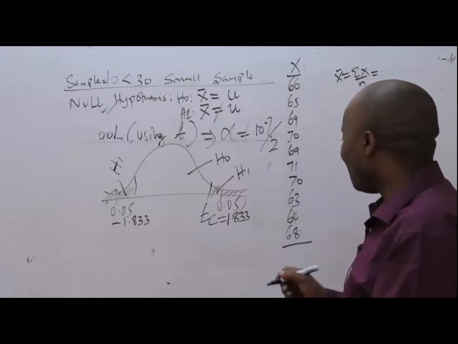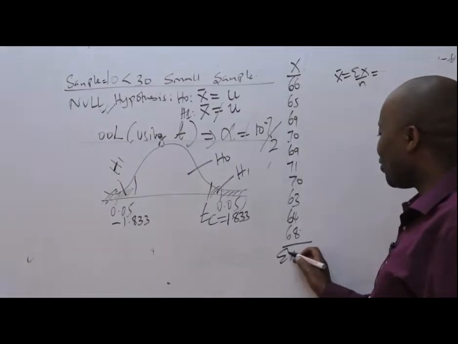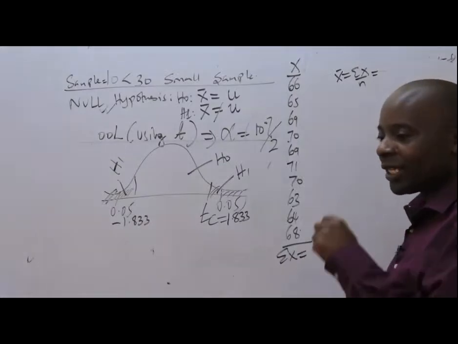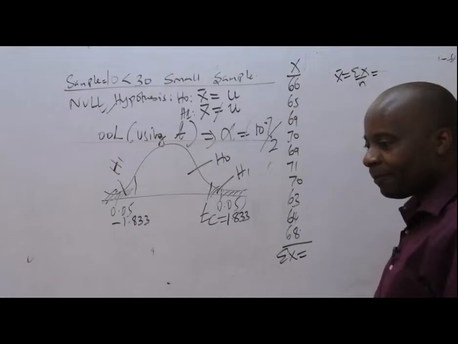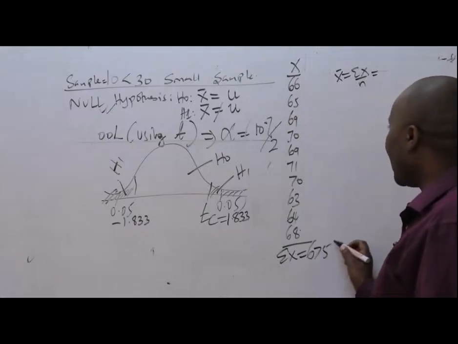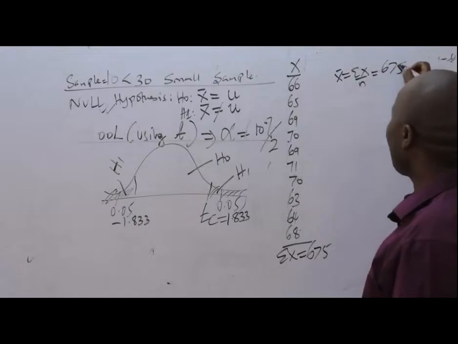So could you kindly give me the total here? Give me summation of X first. Summation of X is what here? 675. Thank you very much. And therefore, X bar will be 675 divided by 10, which gives me 67.5.